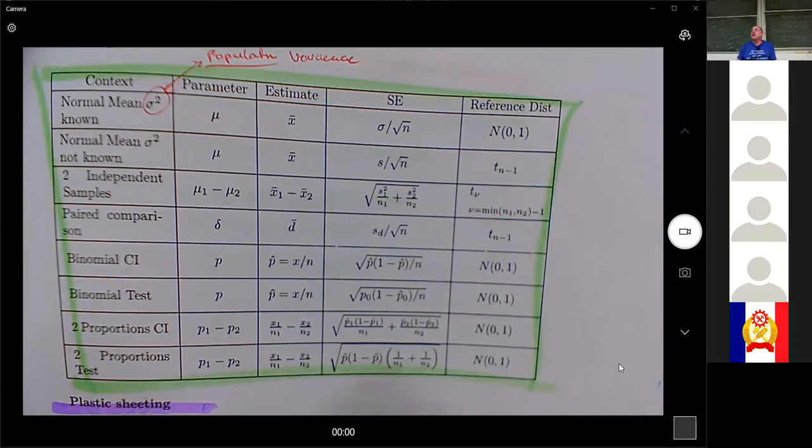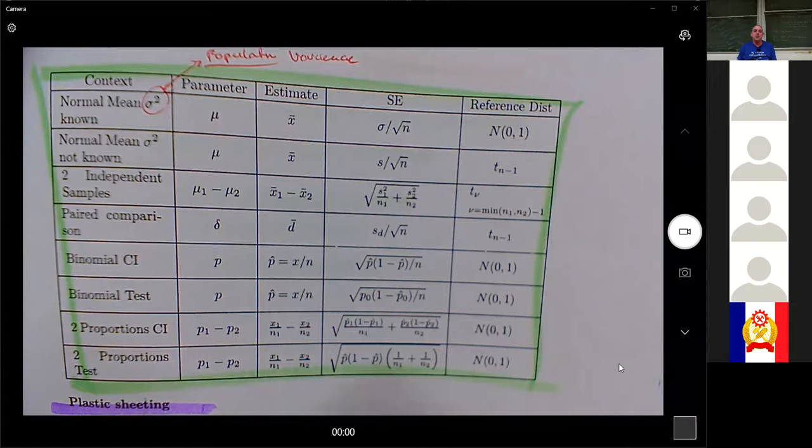Okay, there's a lot in this table. But it does tell me that we have several different, we have 1, 2, 3, 4, 5, 6, 7, 8 situations in which produce test statistics and p-values.